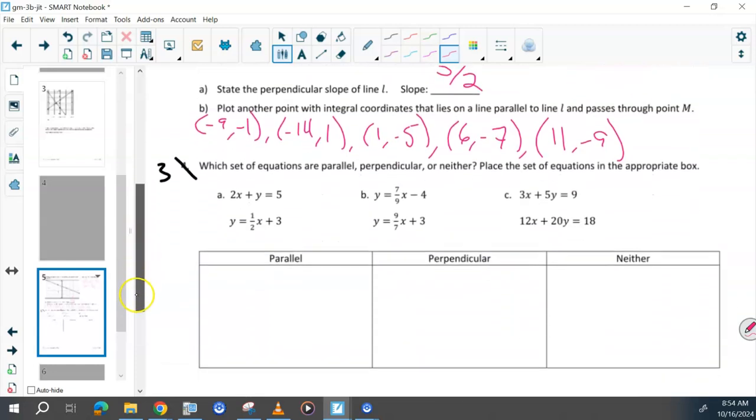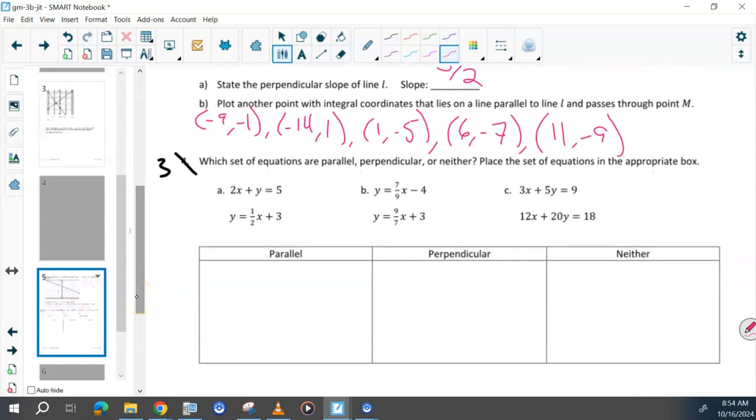So on number 3, we have to figure out which set of equations are parallel, which ones are perpendicular, which ones are neither. So we're going to start with the ones that are already solved. The 7/9 and the 9/7. They're not the same, so they're not parallel, and they are reciprocal, but one isn't negative. So those are neither.